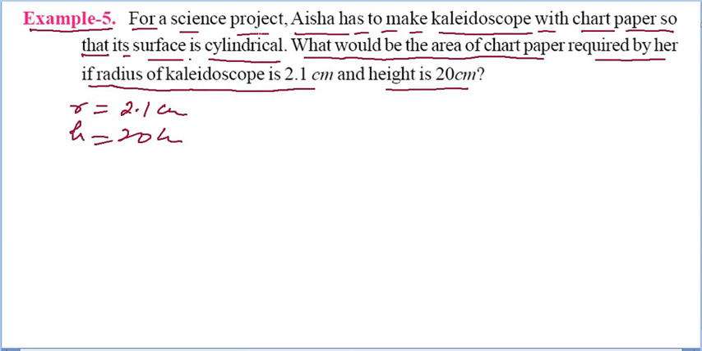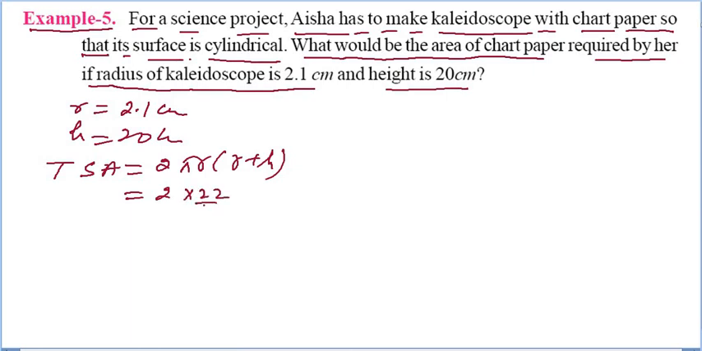So if you want to find the area of paper, that means the total surface area. Do you know total surface area? TSA, total surface area, it is 2 pi r into (r plus h). So 2 pi is 22 upon 7, and r is 2.1, plus h, where h is 20.